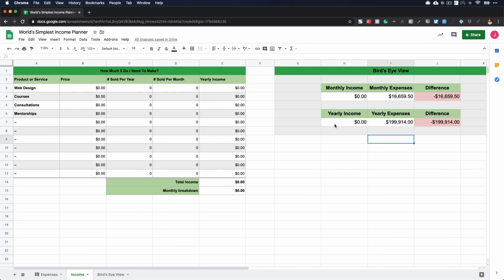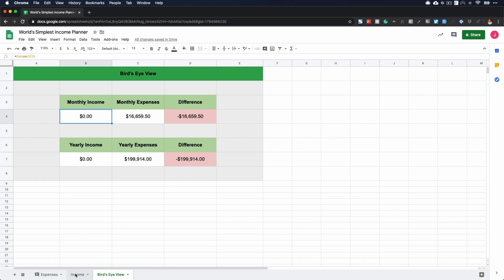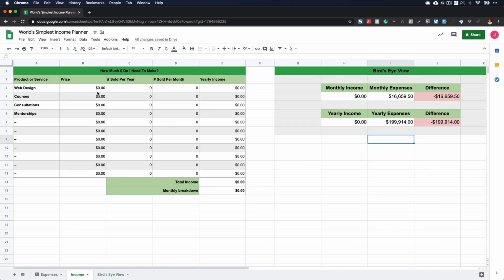Well, here's a bird's eye view of all the monthly income and all the yearly income, okay? And also the monthly expenses and yearly expenses. As you can see, you can also find it here, okay? But let's keep it easy and have everything in one view, okay?